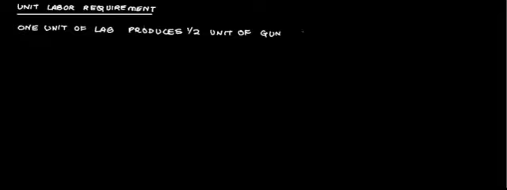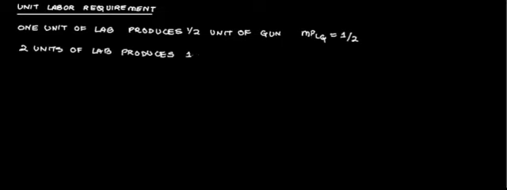Unit labor requirement and the production possibility curve. So supposedly 1 unit of labor can produce half unit of gun. Okay, so what does that mean? That the marginal productivity of labor in the gun sector is 1 by 2. And 2 units of labor, of course, could produce 1 unit of gun. So ALG, which is the unit labor requirement, would be equal to 2. And as you could see, this is 1 upon MPLG.